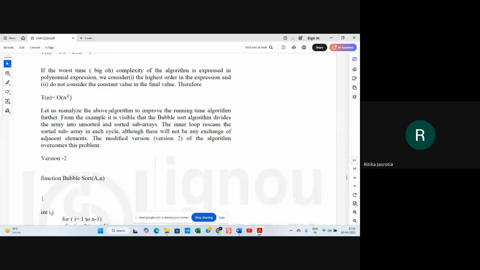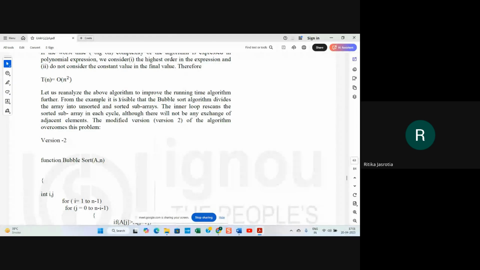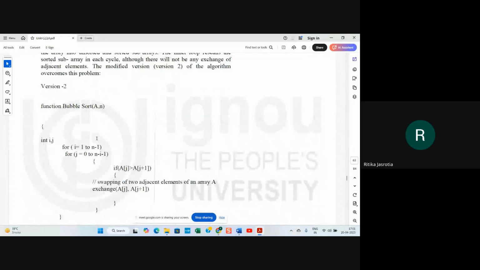So let us reanalyze the above algorithm to improve the running time. From the example, it is visible that the bubble sort algorithm divides the array into unsorted and sorted sub-arrays. The inner loop rescans the sorted sub-array in each cycle, although there will not be any exchange of adjacent elements. The modified version of the algorithm overcomes this problem.